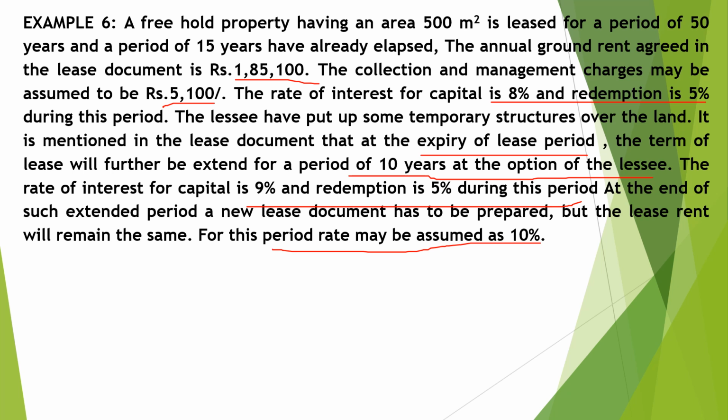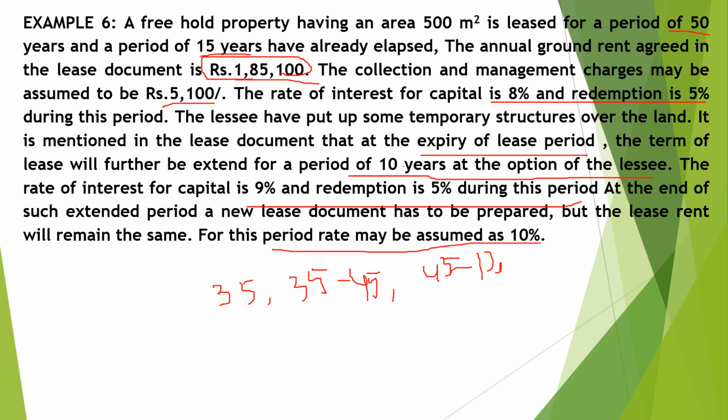So here there are three periods. See here, the lease period is 50 years, out of which 15 years have already elapsed. It means he will be getting a rent of 1,85,100 for a period of 35 years. And after that, the lease can be renewed for another 10 years. So the first period is 35 years, then 35 to 45 years is the second period, and then after 45 years it can be renewed from 45 to perpetual.